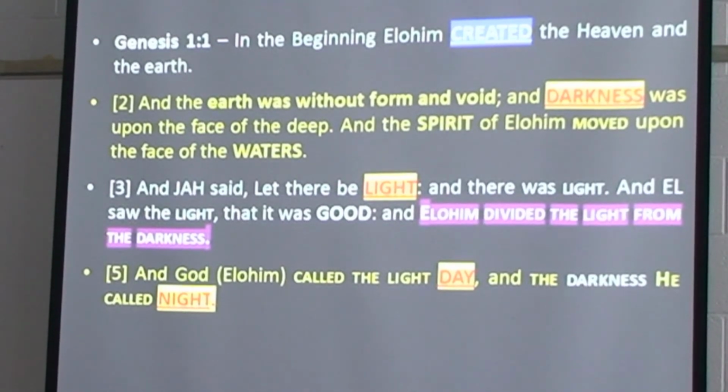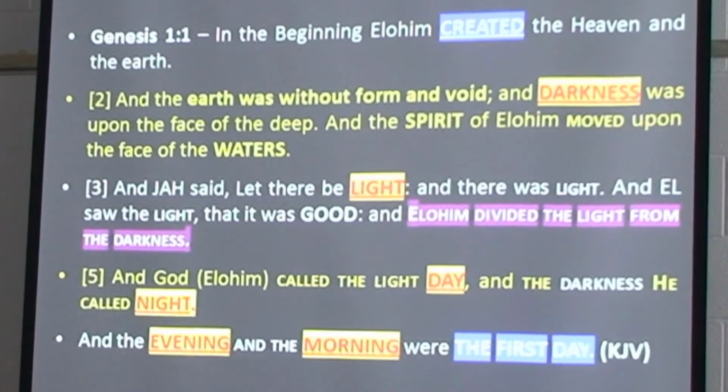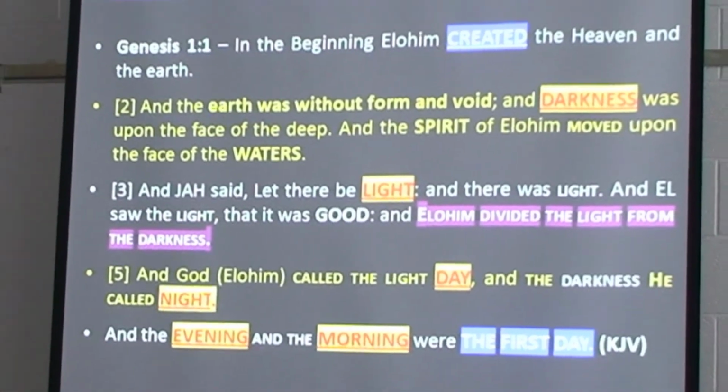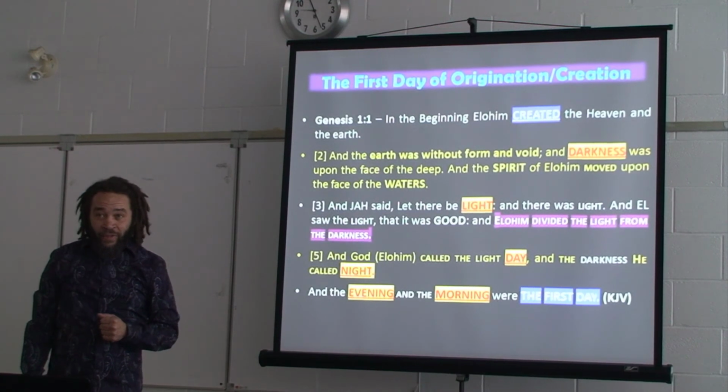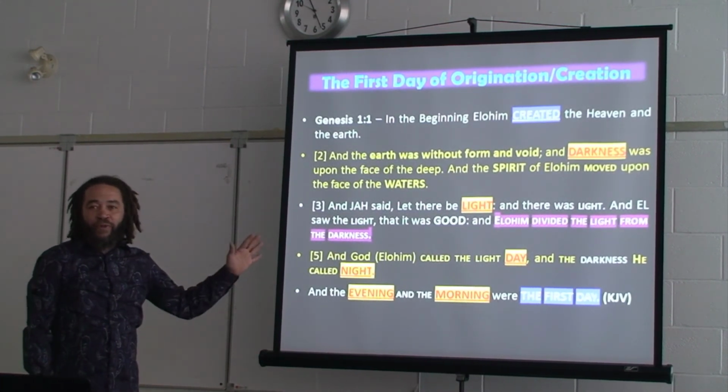Elohim called the light day, and the darkness he called night. And the evening and the morning were the first day. Now I highlighted a lot of words up there. Those words are very important because for people who don't want to keep a 24-hour Sabbath and only want to do the 12-hour light thing, you have a problem with the first day.